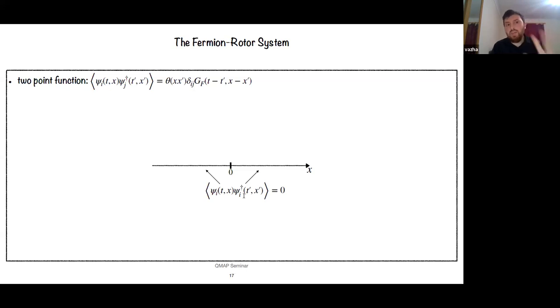Now, to really make sure that what we write down is really effective theory for monopole fermion scattering.